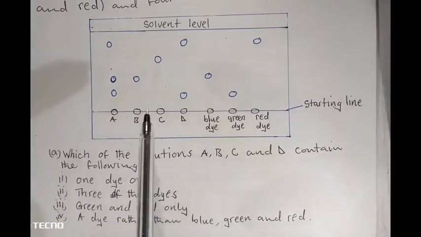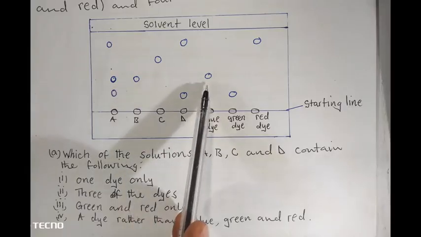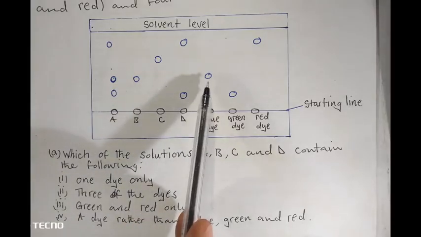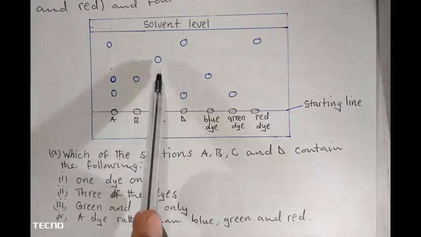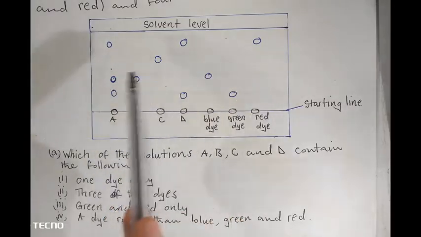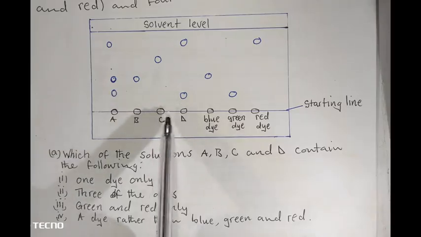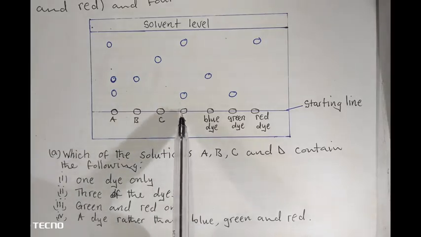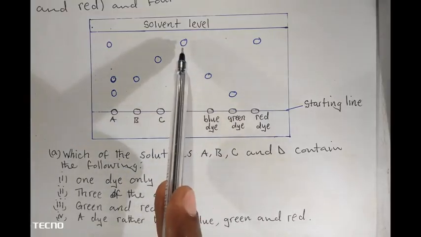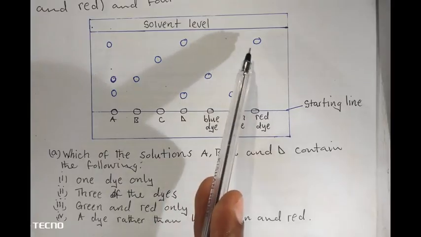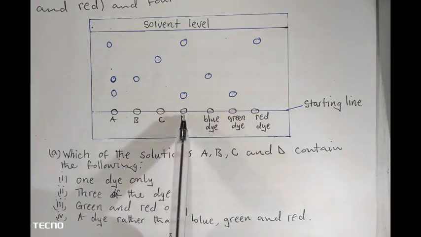Again, let's check B. B here has blue dye. Yes, so B has blue dye. Then let's say C: no dye. C is pure, it does not contain any dye. Then let's talk of D. D has green, here it has green. Then again another spot there, as you can see, there is red there. So D has 2 dyes.